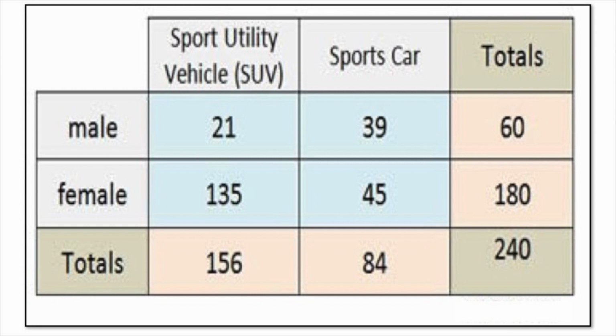So we go to male, reads across to sports car. 39 males. How many females like SUVs? 135. Excellent. We go to the female column and then find SUV. And then, how many people in total like sports cars? 84. Excellent. The sports car total, we go down, and then the total to read across, 84.